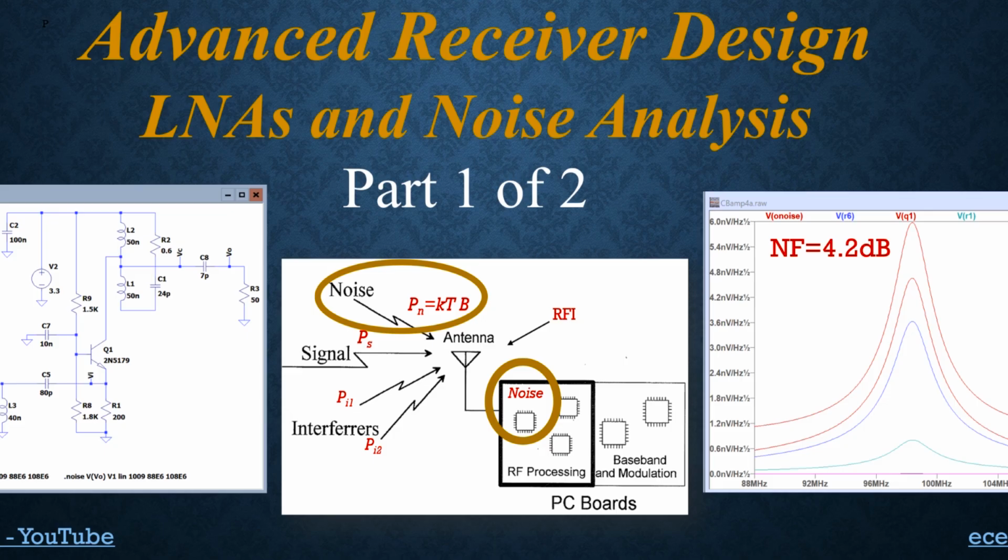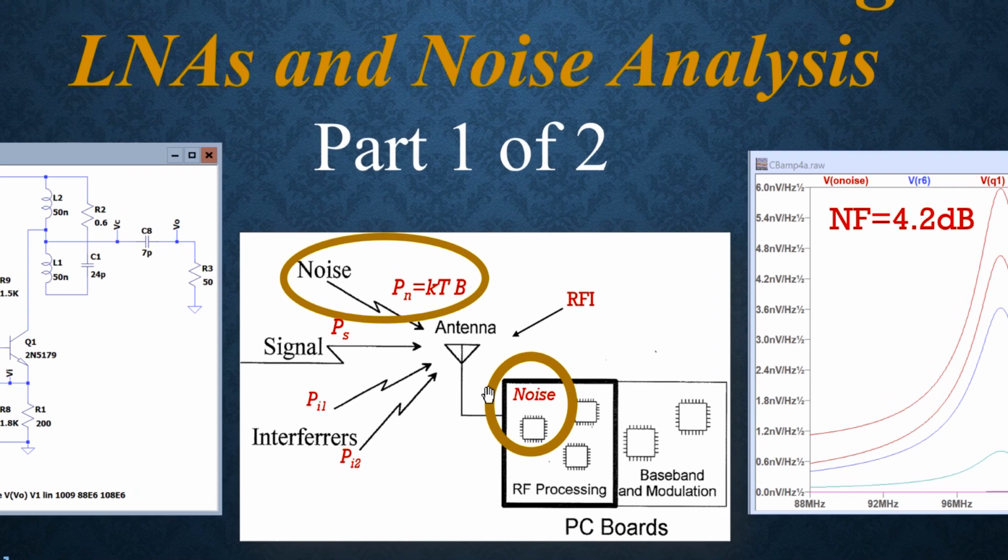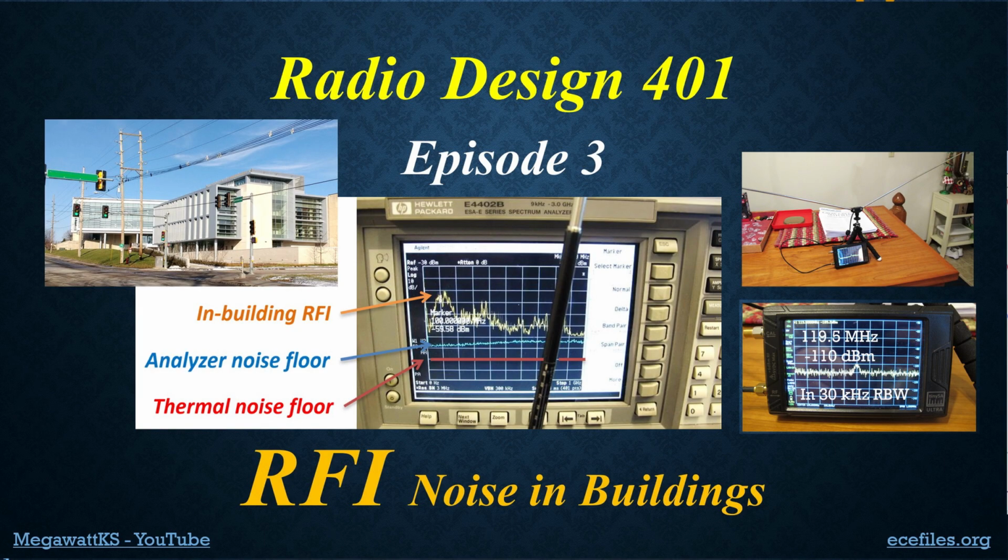left. If you've seen some of the previous videos in this Radio Design 401 series, then you'll probably recognize this diagram right here. This is hinting at what noise figure is, and we're going to go deep into it today. But basically, we know that the antenna is receiving some signals and it's trying to contend with some interferers and possibly radio frequency interference that we've discussed in previous episodes.